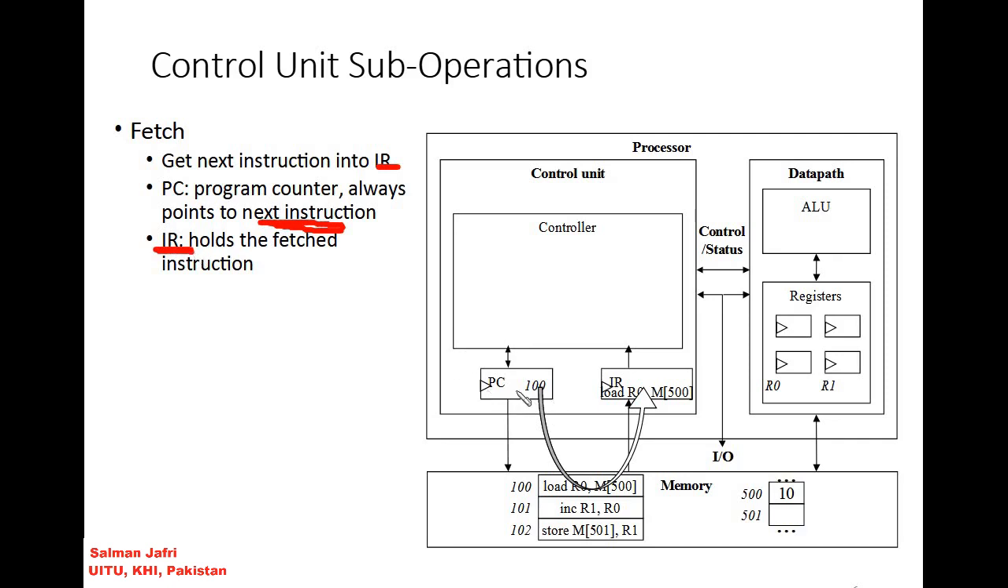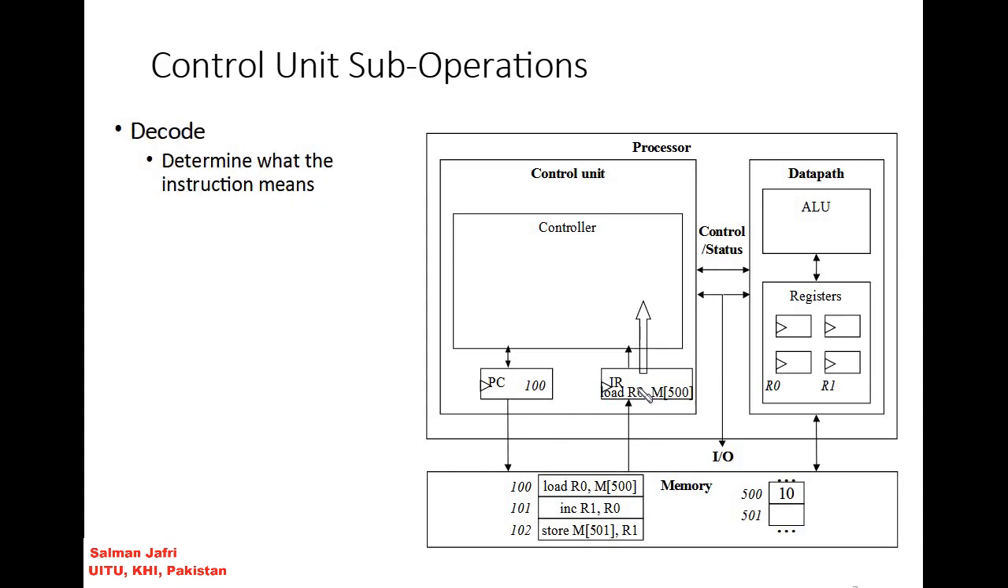So let's say the program counter contained 100 and the instruction at location 100 was load R0, M500. So after the fetch operation occurs, this address is applied over here and the word, which is the instruction, is moved from the memory into the IR register. Then we have the decode phase, and the decode phase determines what the instruction means. So we have a decoder, that decoder has not been shown, so the decoder would decode the instruction.